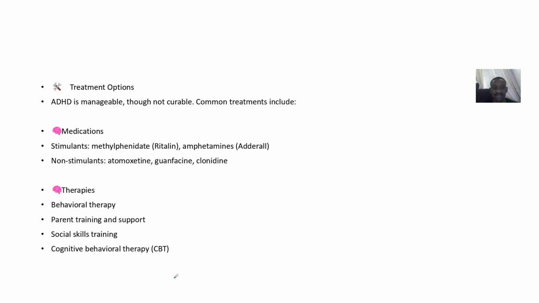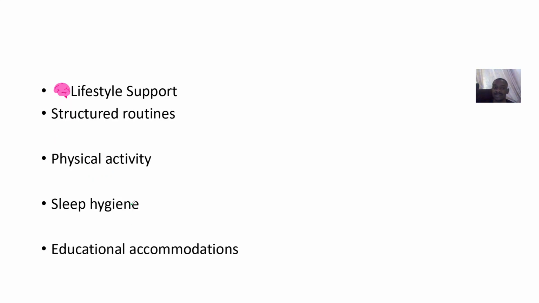So treatment is manageable, not curable. All right, so you can actually give stimulants, non-stimulants, depending on the issue of the person. Some people, they are just dull, give stimulants. Some people, they are everywhere, busybody, so you give non-stimulants. So therapies like behavioral therapy, parental training and support, social skill training, cognitive behavioral therapies.